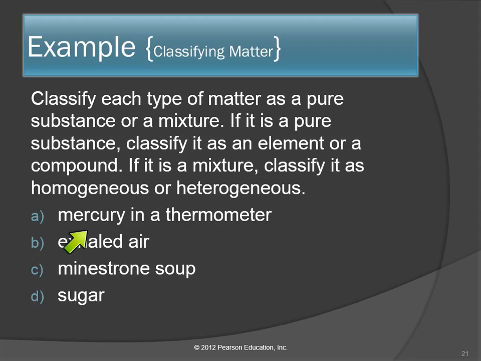So the mercury in a mercury thermometer, pure substance or mixture? It's a pure substance. That does require a little bit of background knowledge. And then, is that an element or a compound? That's an element. One of the clues is that mercury is on the periodic table. So this is a pure substance, and it's an element.